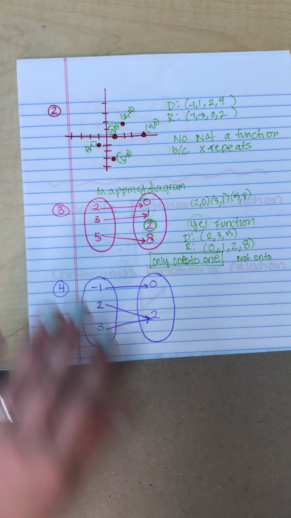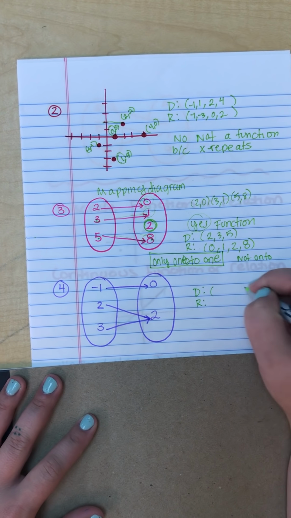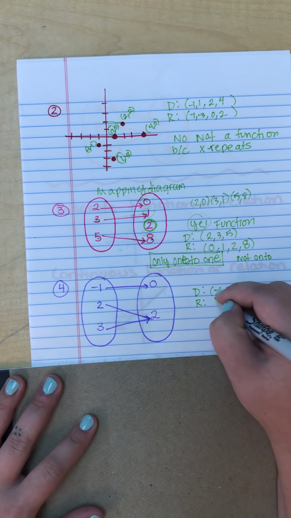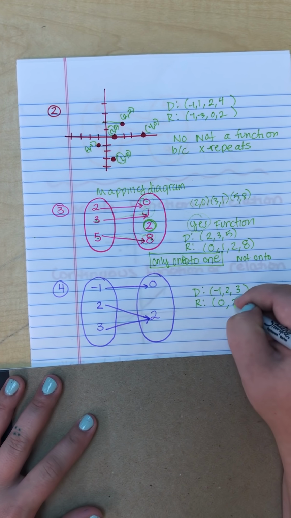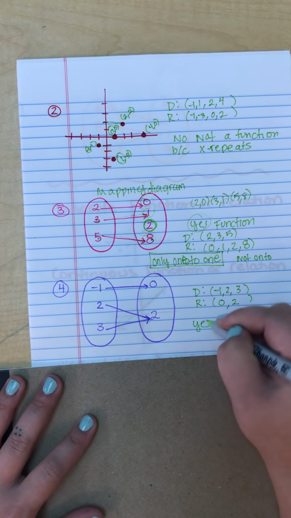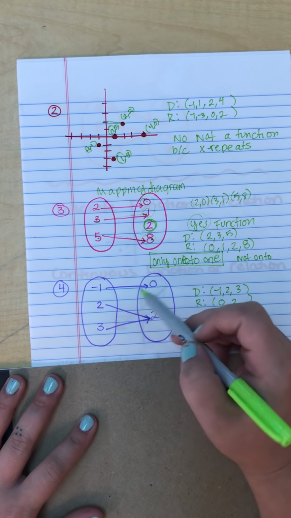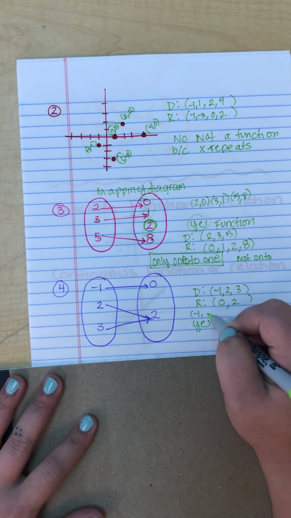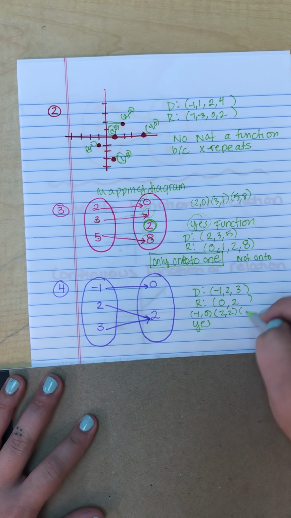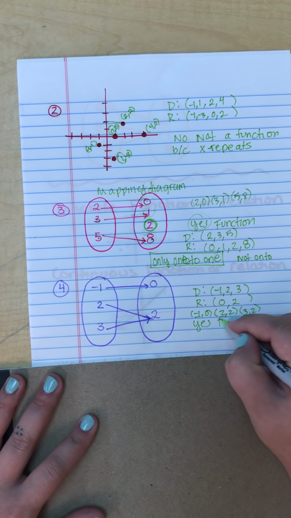All right, let's look at this one here. Again, we could list our domain and our range. Our domain would be -1, 2, and 3. Our range would be 0 and 2. Is it a function? Yes, because our x values are not repeating. We'd have (-1, 0), (2, 2), and (3, 2). So our x values didn't repeat at all. So yes, it's a function.